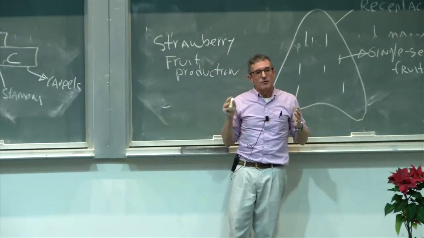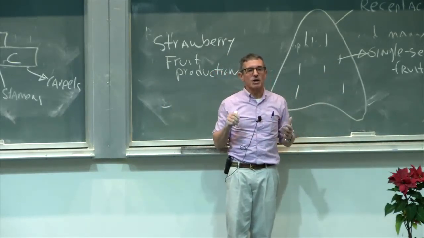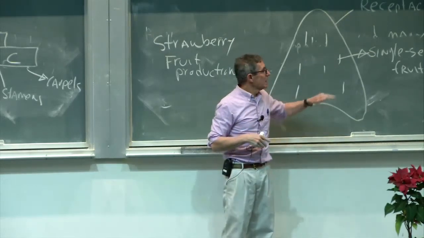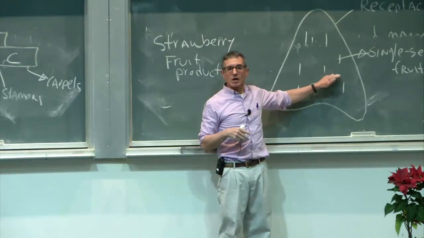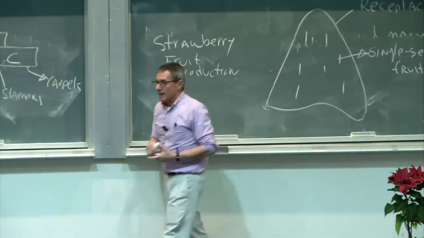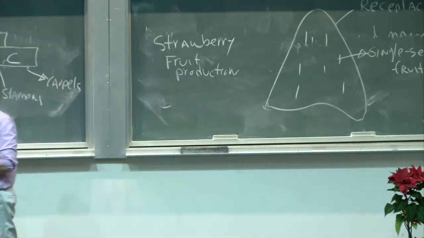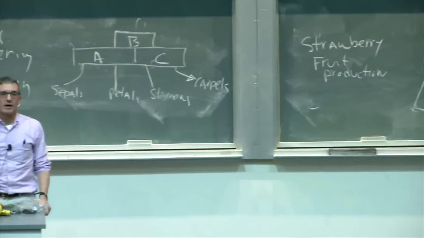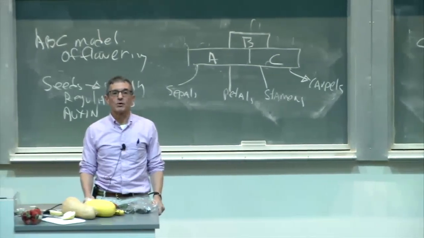So the view today is that much of the physiology of fruits, both their size and their shape, is due to auxin, which is being produced by the seeds. Now, one of the aspects of seeds and auxin production is the fact that there are some fruits which don't have seeds on them.